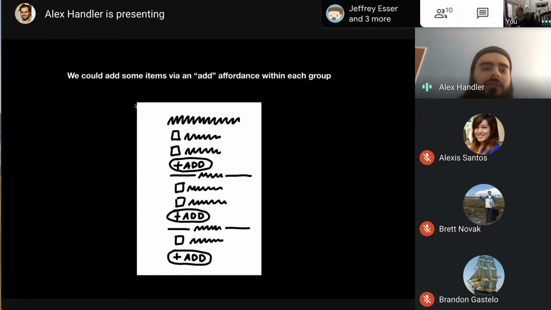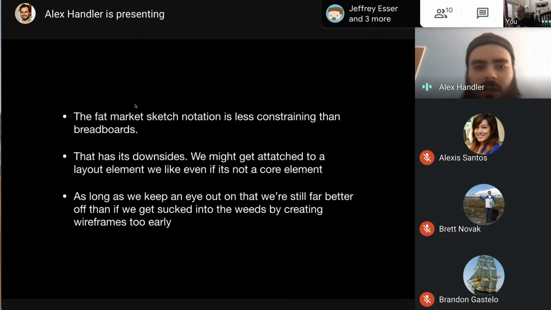Then they decided that they can add some affordances within each group. So you click the add button, and that adds a loose to-do item. You click the add button in the grouped section, and that adds a grouped to-do item. So the fat marker sketch notation is less constraining than breadboards, right? But that also has its own downsides. Essentially, we might get attached to a layout element that we like, even if it's not a core element. And I think that's pretty easy to see.